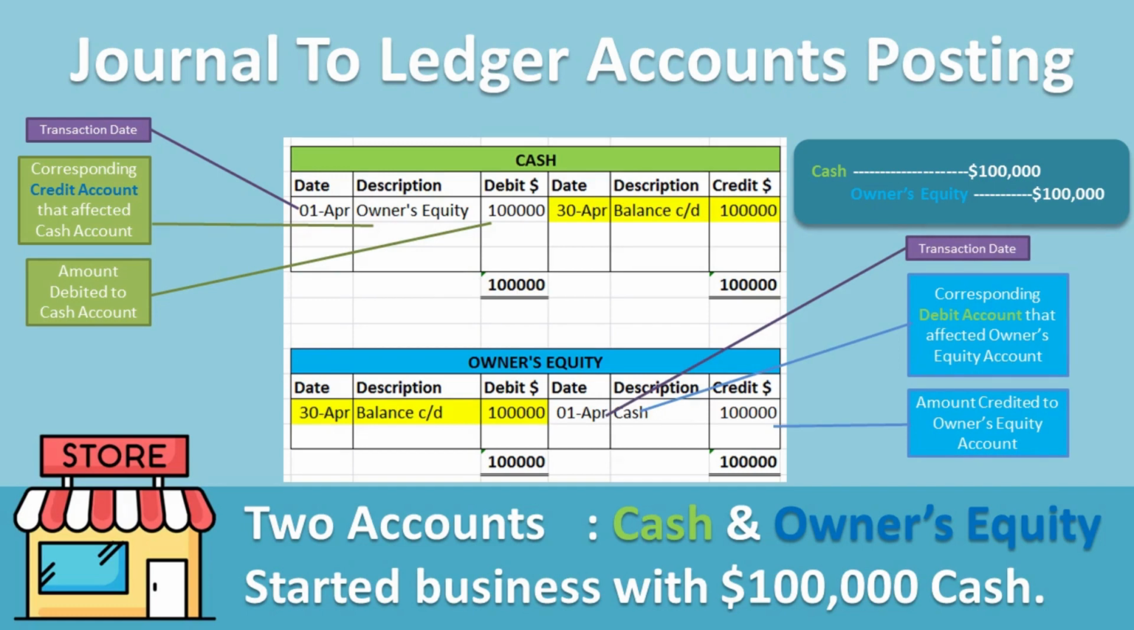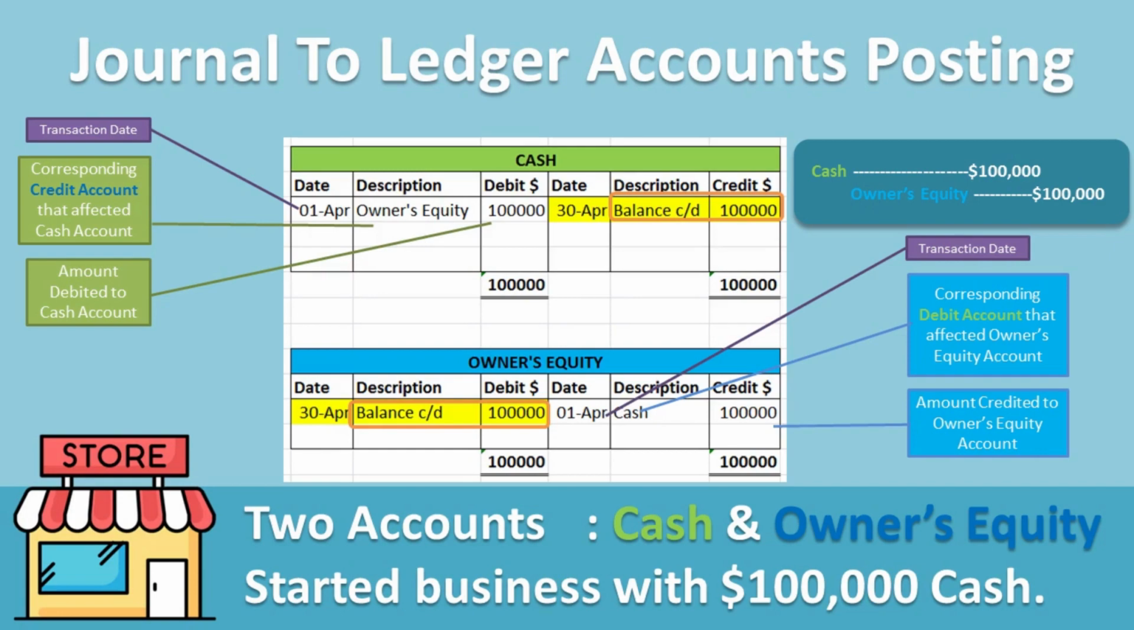You will notice that in the cash account the debit side exceeds the credit side by $100,000, so the cash balance will be $100,000 debit. Similarly, in the owner's equity account, the credit side exceeds the debit side by $100,000, so the balance of owner's equity will be $100,000 credit.